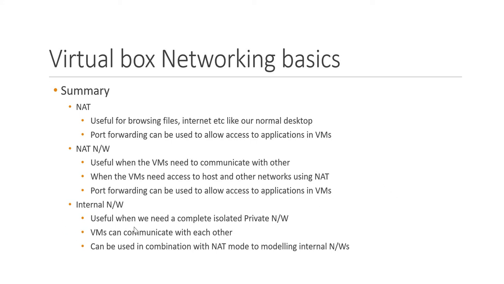So the internal network is useful when we need a completely isolated private network, and when we need VMs only can communicate with each other. But this can be used in combination with NAT mode to model the internal networks, means where we can establish the communication to internet or other networks using NAT mode. We can choose some VMs to work in NAT mode to access other networks.